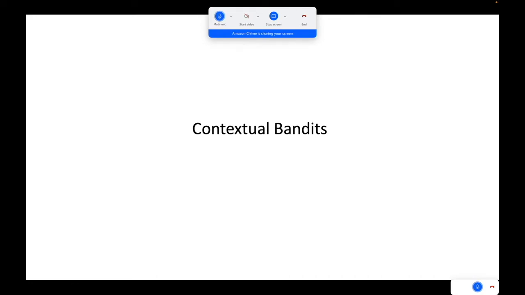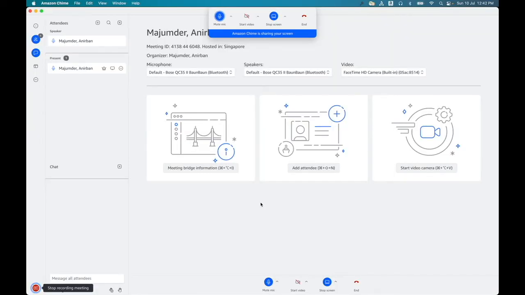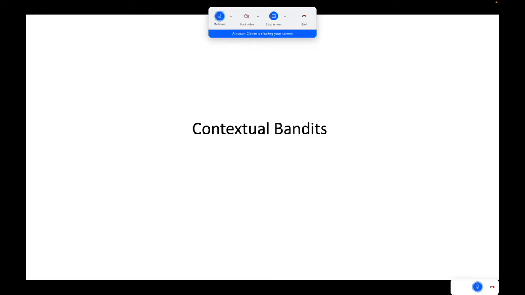We'll now move on to contextual bandit. And before that, I just want to check one thing. Yeah, still there.